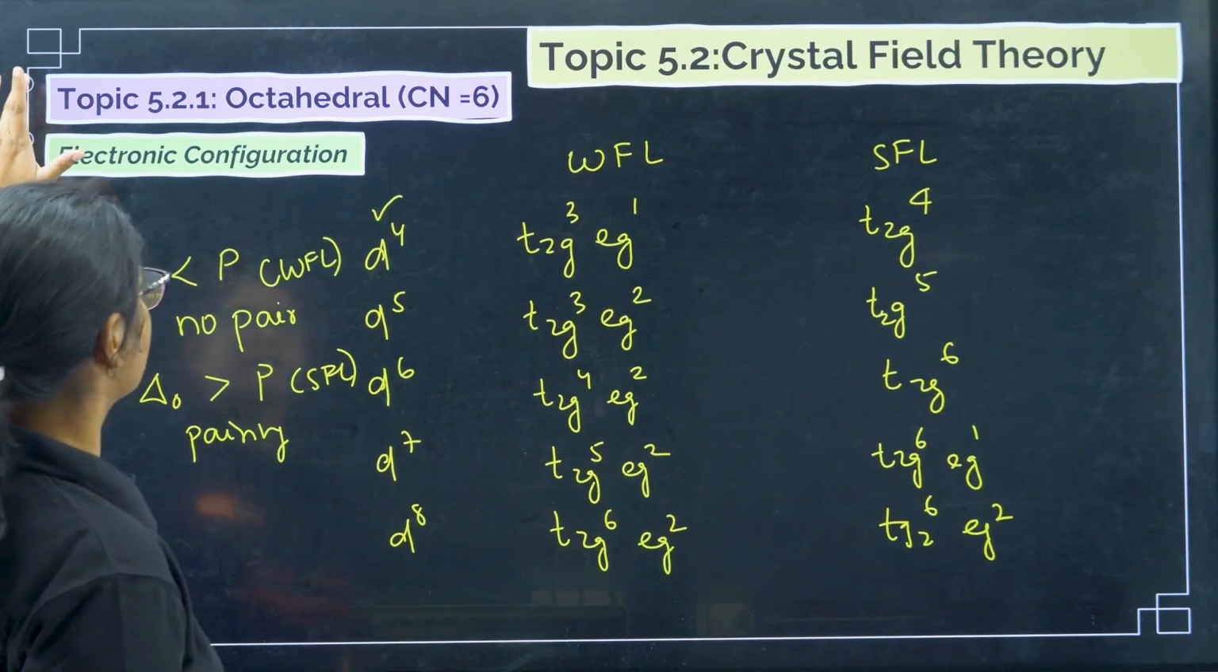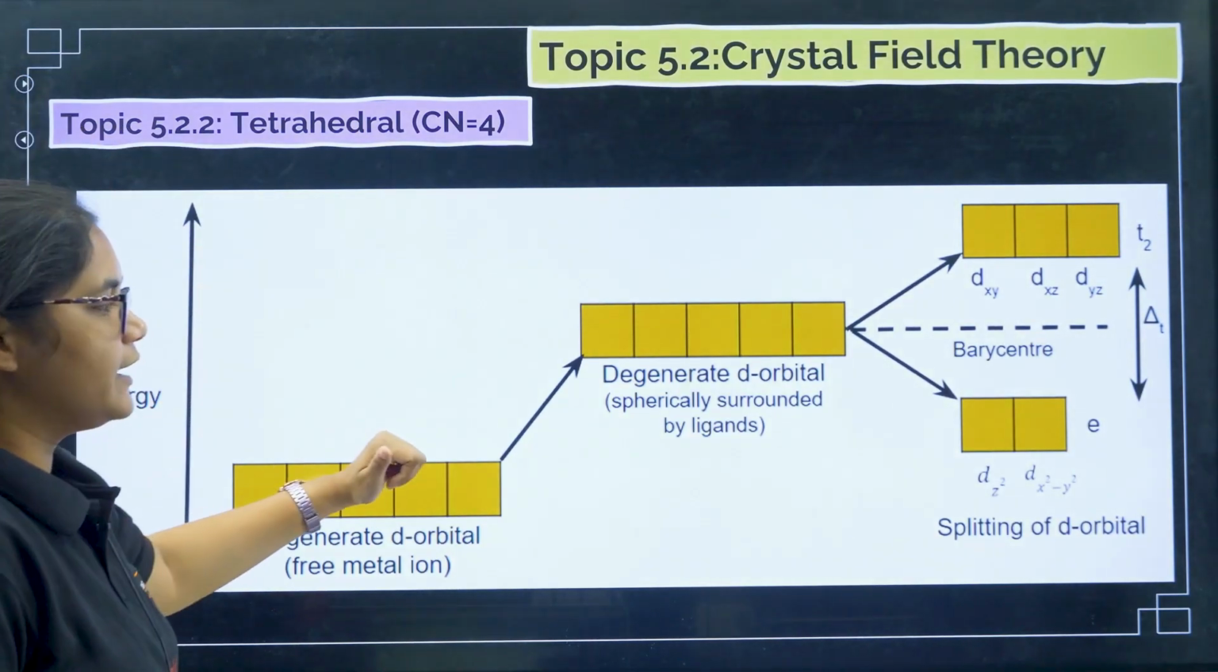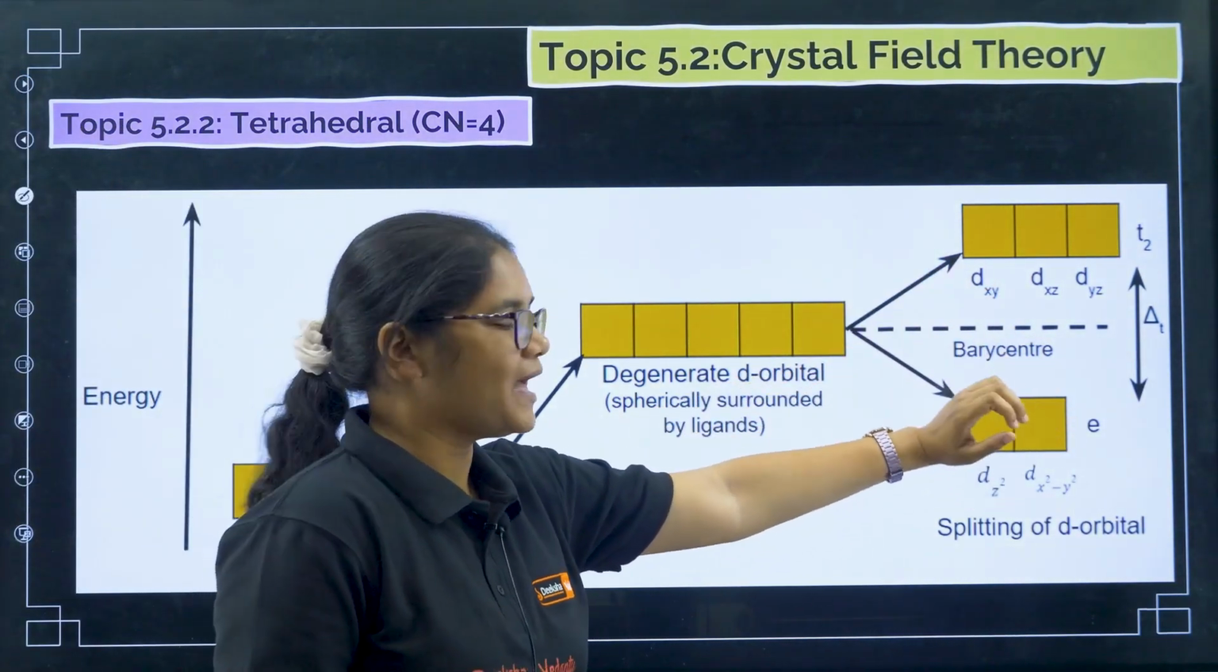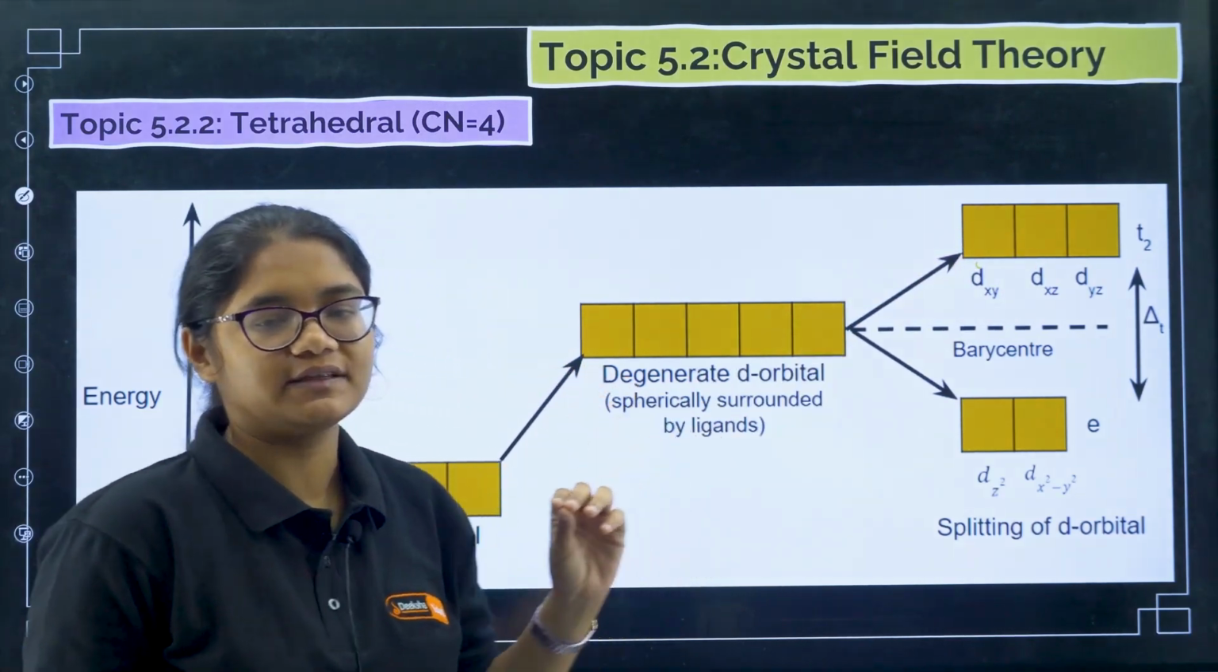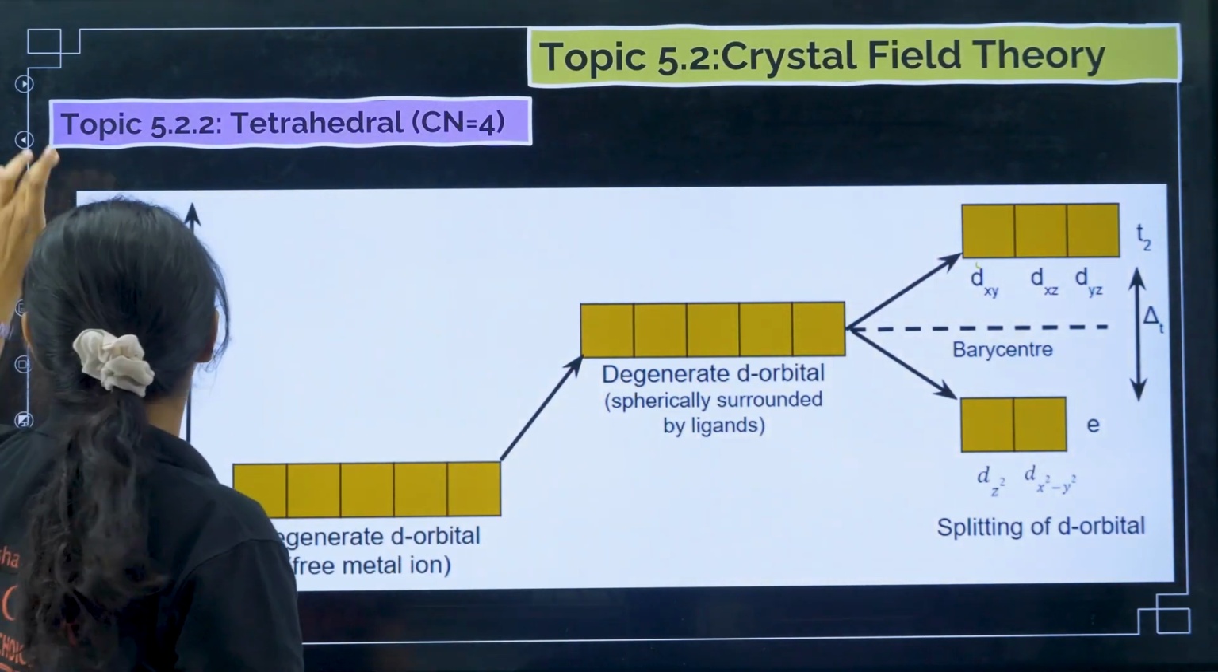Clear? Okay. So next, in tetrahedral the splitting is always very low and generally it is E and T2, okay? So the reverse happens in case of tetrahedral geometry.